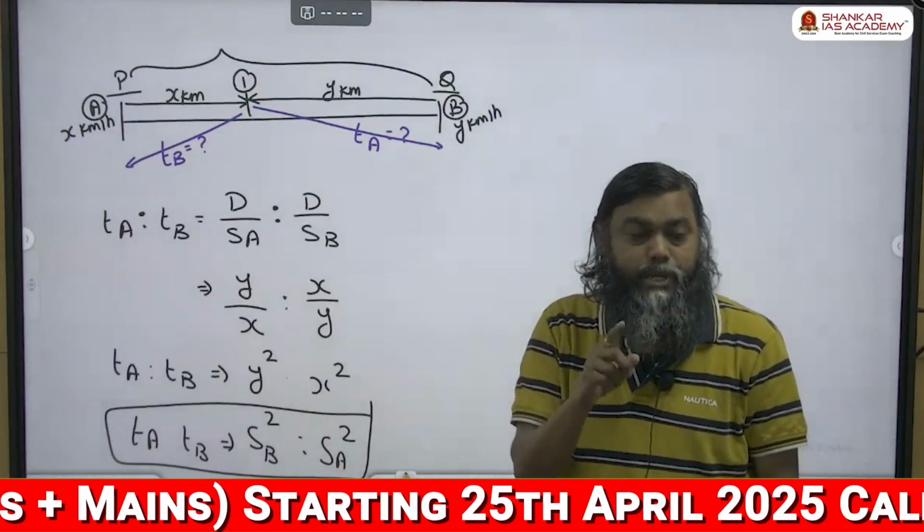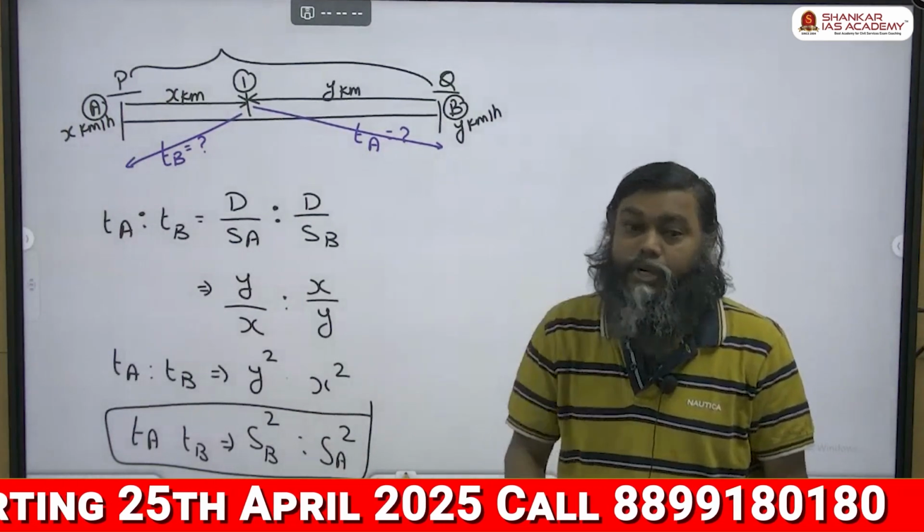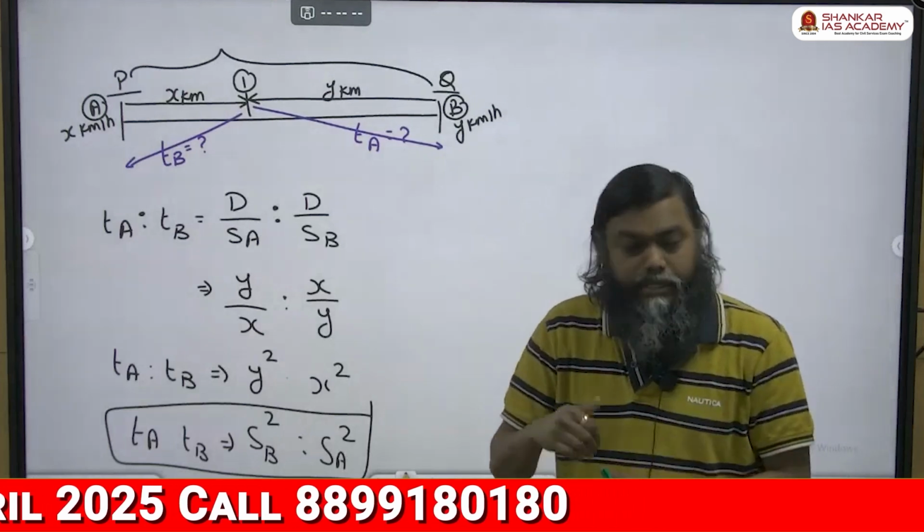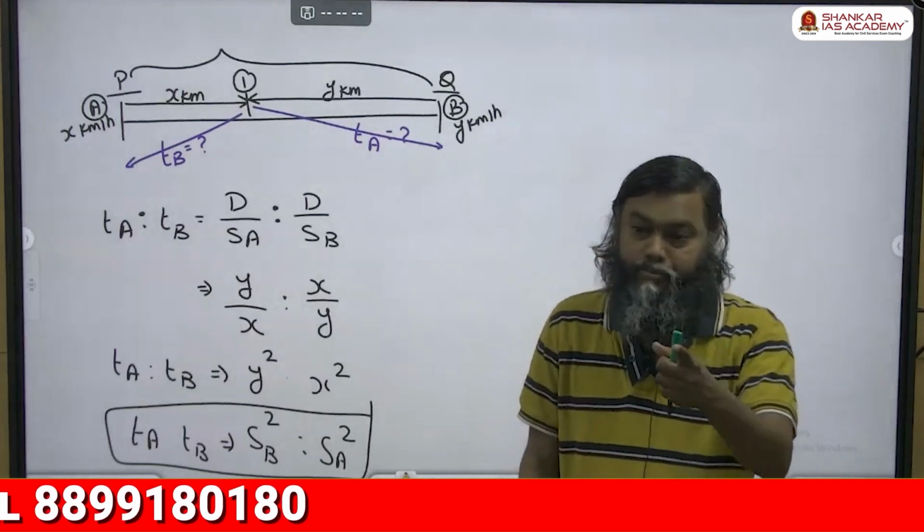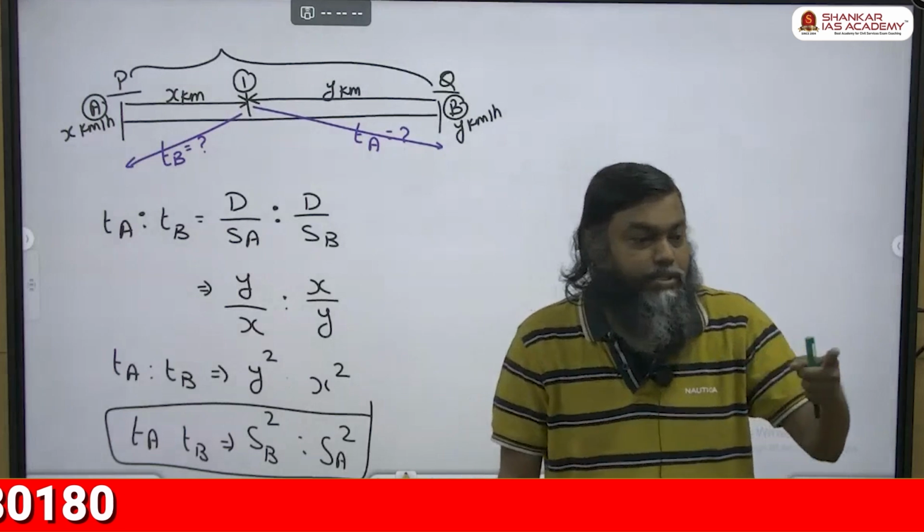Sir, the speed of A is 20 km/h. The square of 20 is 400. Don't do like that. You can take the square of the ratio of the speed. Do you understand? Not understand this?